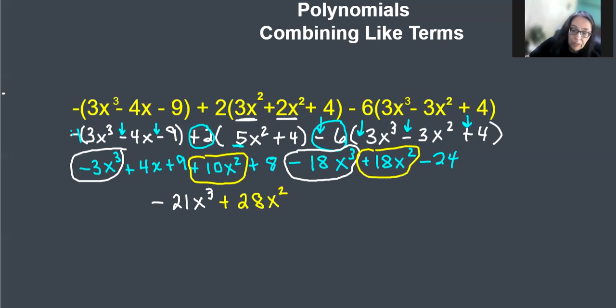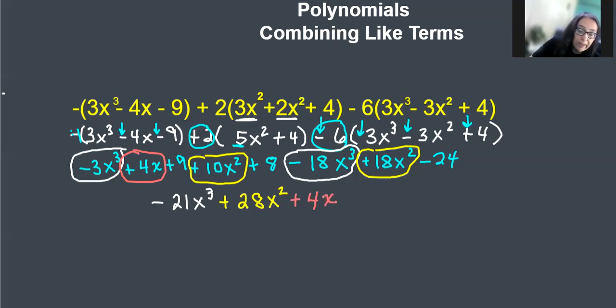We did x cubed, x squared. Now we have to do x to the 1, which is the same thing as x. So I've got a positive 4x. And that's it. I don't see any other x terms. So I'm just going to bring down that positive 4x.